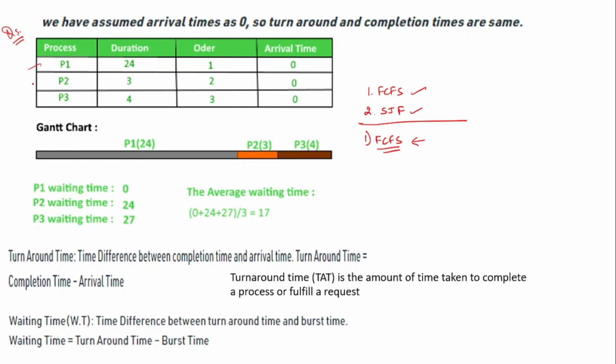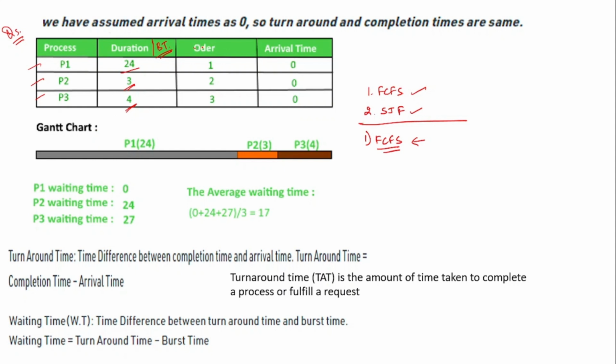You can see three processes here: P1, P2, P3, with their duration, that is their burst time. Burst time is basically how much time the process takes to run. P2 takes, let's say, 3 seconds, and P3 takes, let's say, 4 seconds. The unit can be seconds or milliseconds depending on the question.